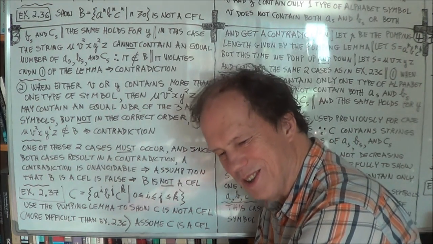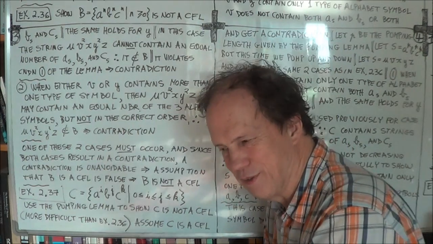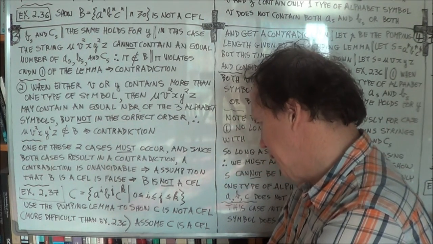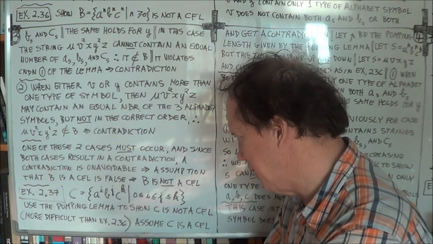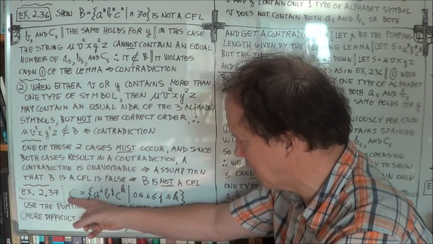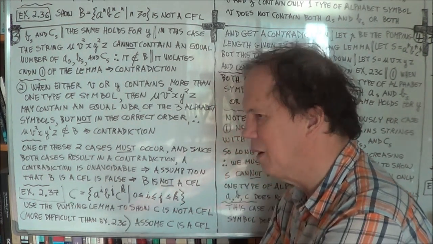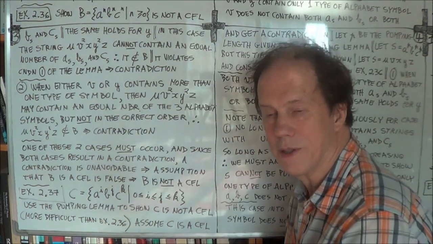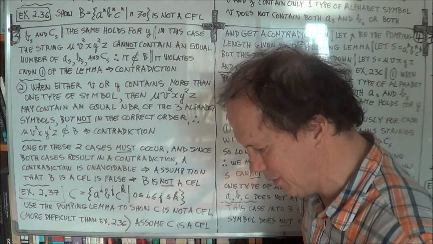Alright, well, assuming it's context-free, it will have its own pumping length, right? Now, trying to show that this language C is not context-free is a little more difficult than the previous case. It's not surprising because it's the second example rather than the first.